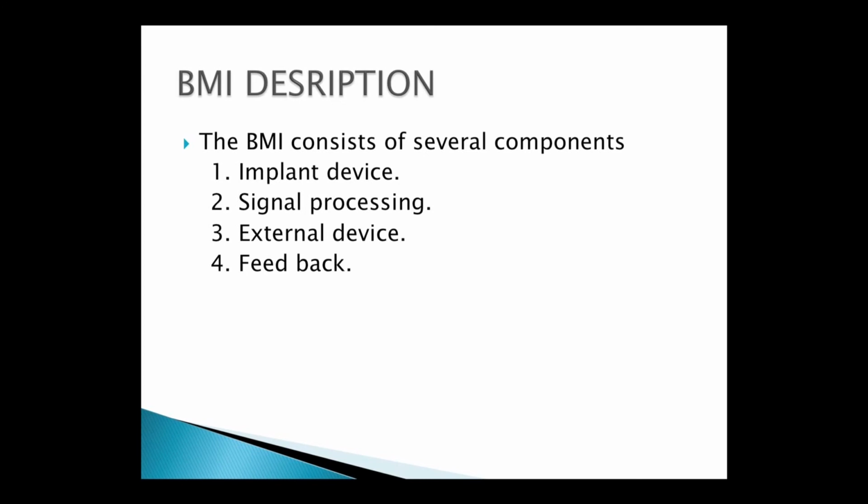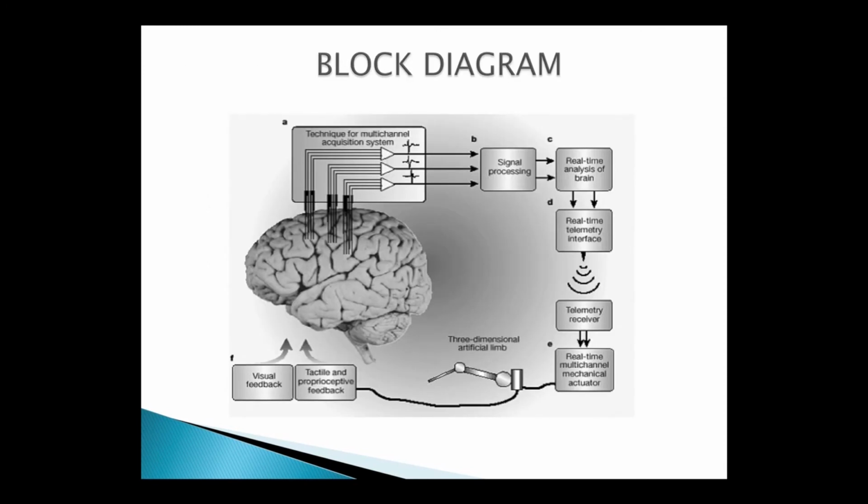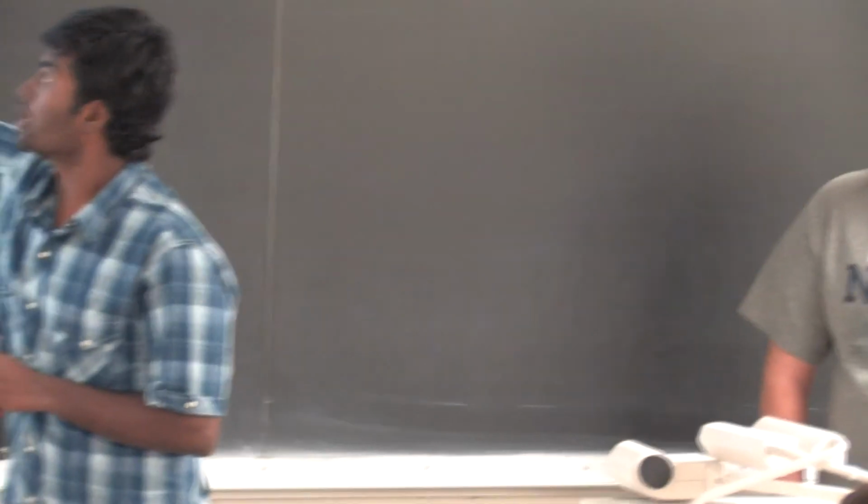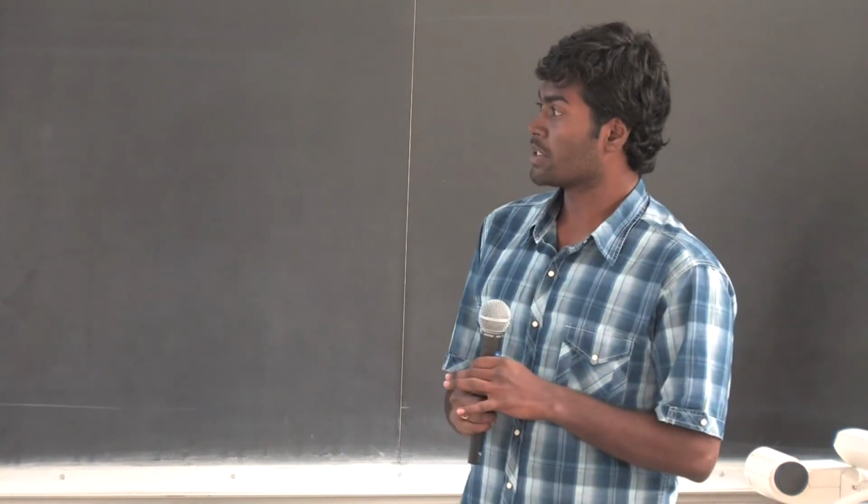Coming to this BMI, it has 4 parts. First one is the implant device, next one is the signal processing, the third one is the external device, and the fourth one is the feedback. Coming to the diagram, this shows the main 4 principles of 4 devices. The first one is the implantation device. The second, the real time telemetry interface, is nothing but the signal processing system. And the third one is the external device, and the fourth one is the feedback.